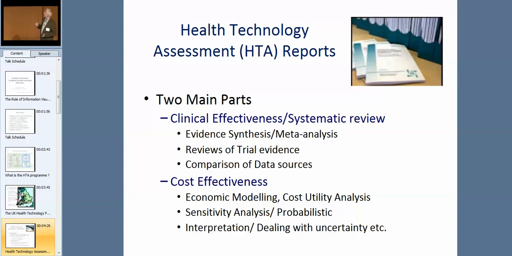Broadly speaking, the health technology assessment reports fall into two main areas. One is a review of the clinical effectiveness, and there's lots of meta-analysis, evidence synthesis and systematic review that gets done to look at that, drawing on all the clinical trials, for example, but potentially lots of other sources where those aren't available, and those can vary enormously.